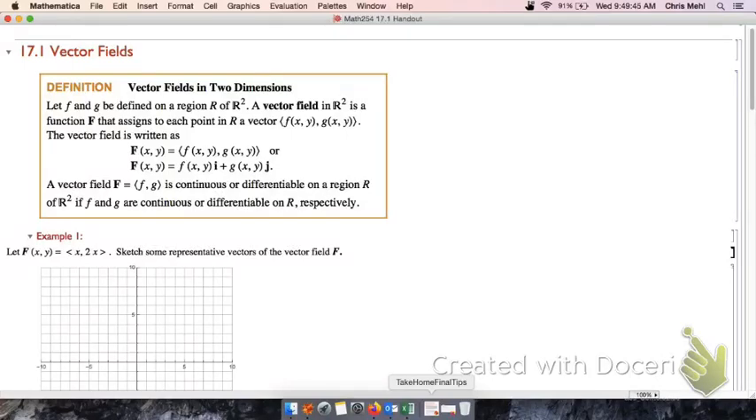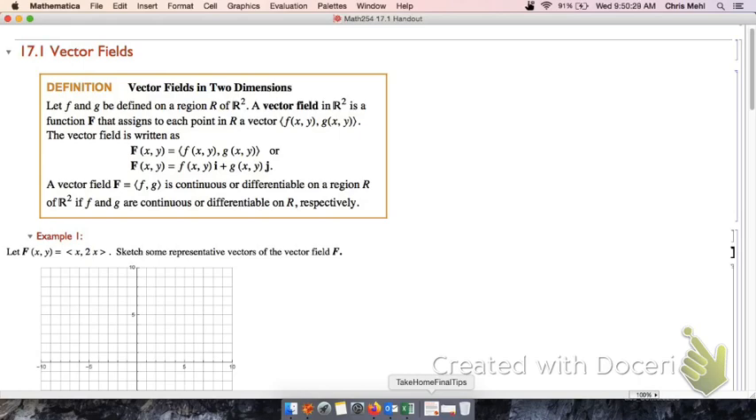Okay, folks, here we go. So, we finished up our integration, our multiple or iterated integrations to find areas and volumes, finding the mass by integrating a density function, or finding average function values like average temperature over a solid 3D region. And we're going to be interested in vector fields and integrating over curves through vector fields for a good portion of chapter 17. So let's define a vector field in 2 dimensions.